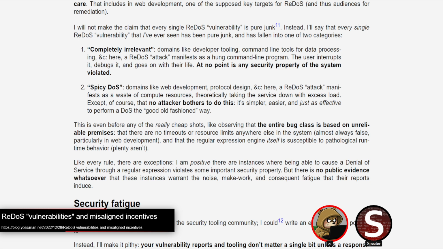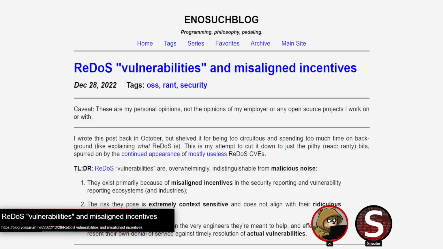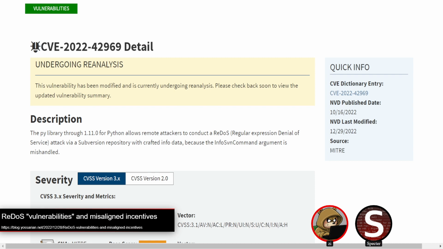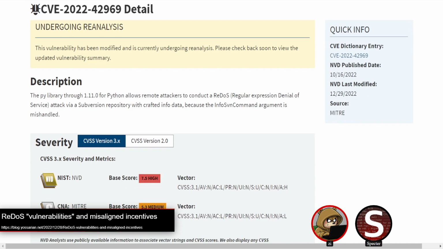Yeah. The problem though, in terms of the unreliable premise of there being no timeouts or resource limits elsewhere, is that while that's true, applications nowadays are generally deployed with a lot of limits in place and things that will scale up if necessary. At the same time, some of these vulnerabilities, the ones he calls out at the top as being mostly useless, are in libraries. You don't know where that library is going to be used. You can't claim that this library is only going to be used in this place and deployed in this way. You kind of have to assume it's standalone, and that's where CVSS doesn't really capture any of that context about how it's being used or how it might be used.